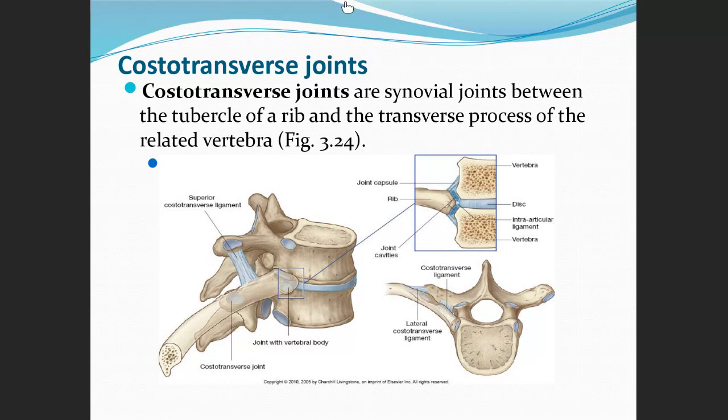But going back to our joints, we've got the costotransverse joints. Those are synovial joints between the tubercle of the rib and the transverse process of the vertebra. So how do these ribs actually articulate with the vertebrae in the back? Right here we have the head of the rib, and that articulates with the two demi-facets found on the vertebrae, one on top and one on the bottom.